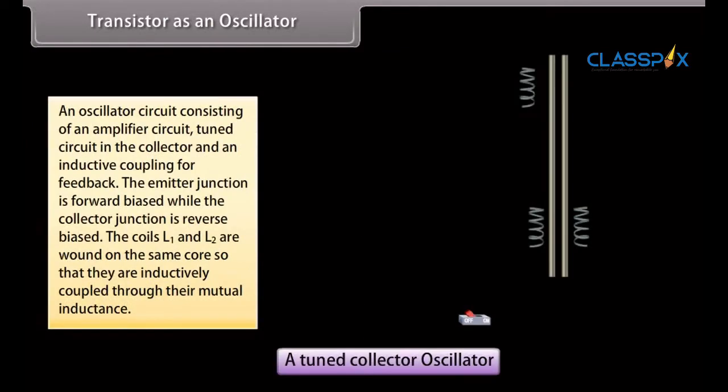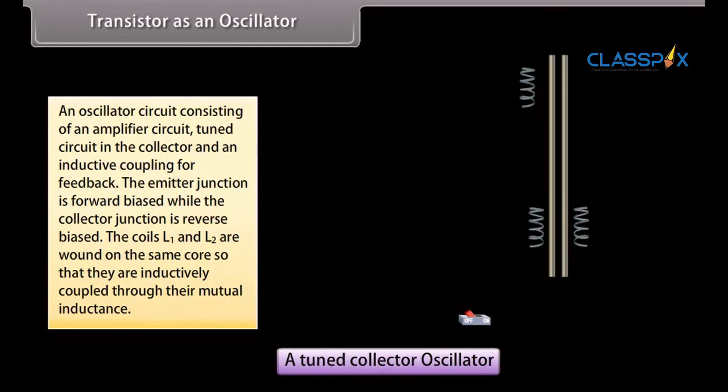An oscillator circuit consisting of an amplifier circuit, tuned circuit in the collector and an inductive coupling for feedback. The emitter junction is forward biased while the collector junction is reverse biased. The coils L1 and L2 are wound on the same core so that they are inductively coupled through their mutual inductance.